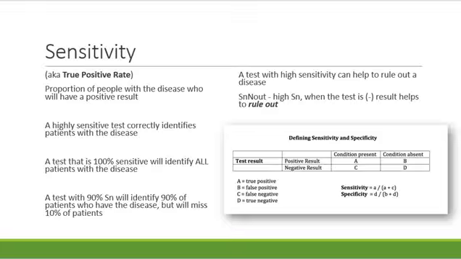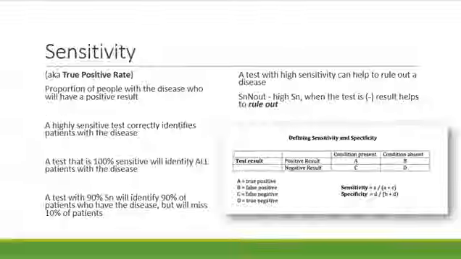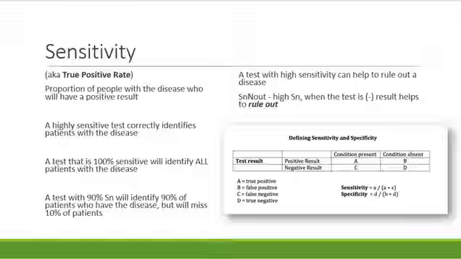A test with high sensitivity can potentially help to rule out a disease. So, for example, SnNout. You may have heard that before. High sensitivity, when the test is negative, helps to rule it out.